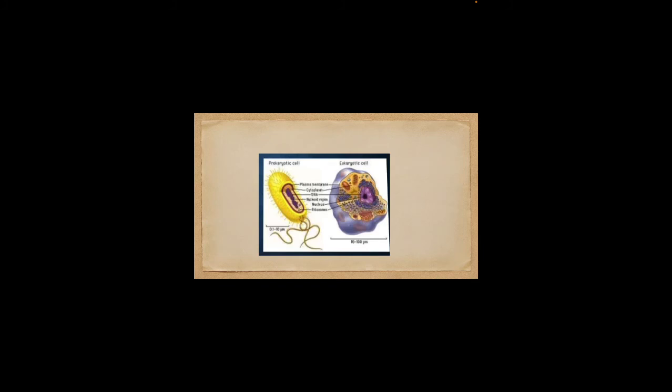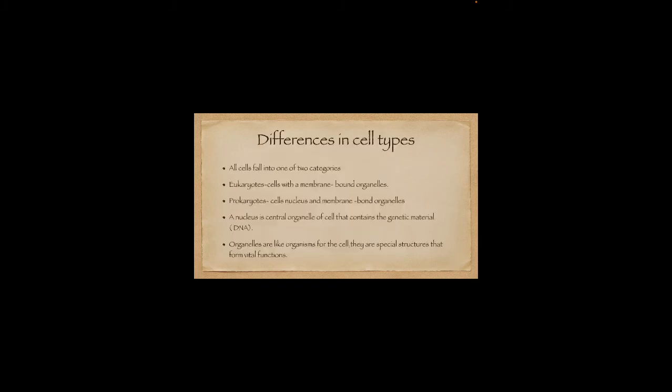And that's the diagram for a prokaryotic cell and a eukaryotic cell. So let's talk about the differences in cell types. All cells fall into one of two categories: eukaryotes and prokaryotes. Eukaryotes are cells with membrane-bound organelles. Prokaryotes are cells without a nucleus and membrane-bound organelles.